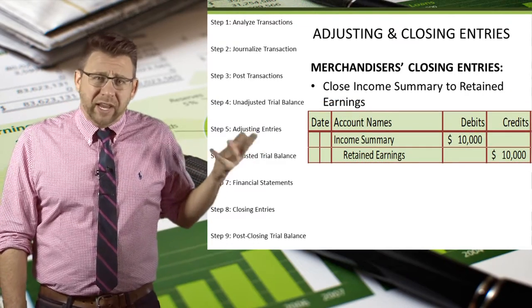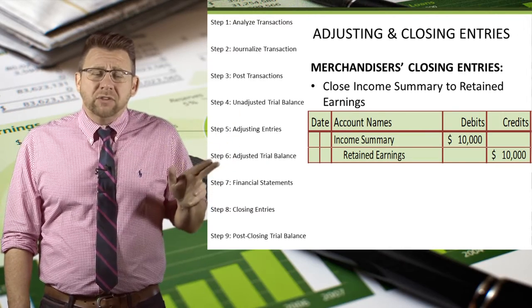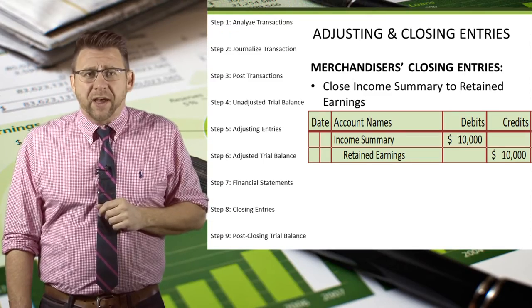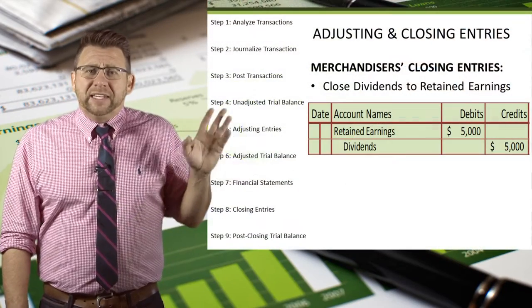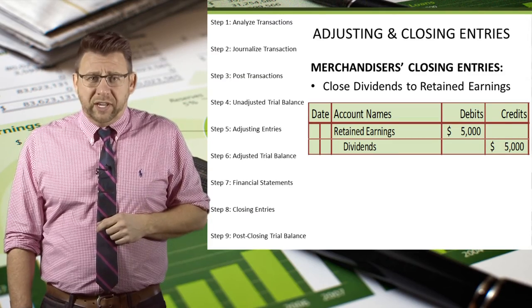Income summary has a balance of $10,000, and it's a credit balance, so we would close that with a debit and retained earnings is credited for $10,000. Finally, dividends is closed with a credit and a debit to retained earnings.